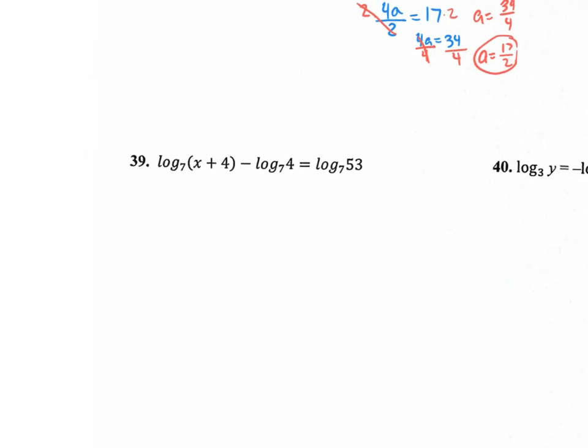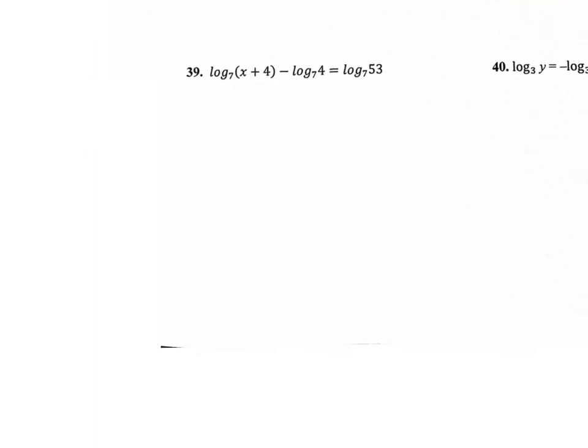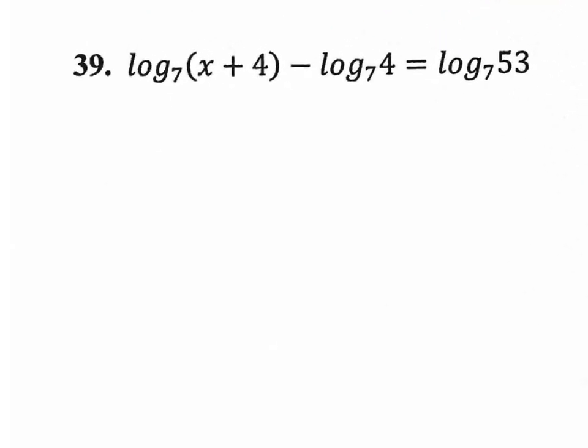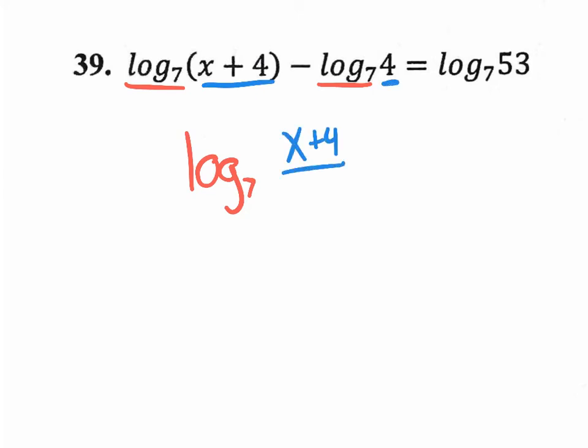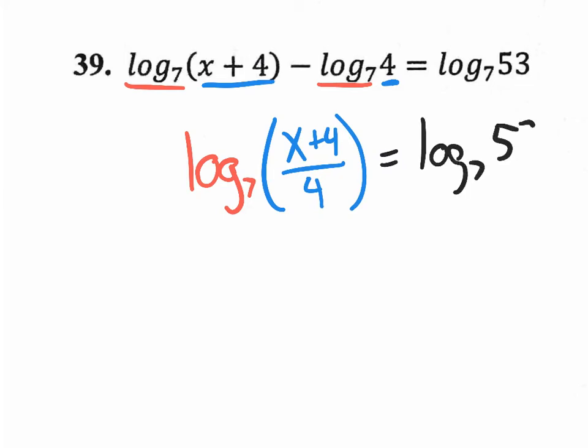39. What am I going to use to condense that? Quotient. All right, so you're going to put this log base 7 and that log base 7 together as a single log base 7, and we're going to put this x plus 4 over the 4. x plus 4 over 4. So we really have log base 7 of that fraction equals log base 7 of 53.